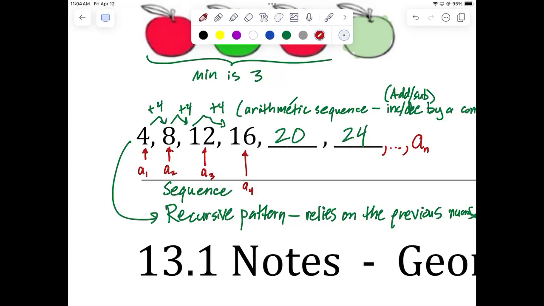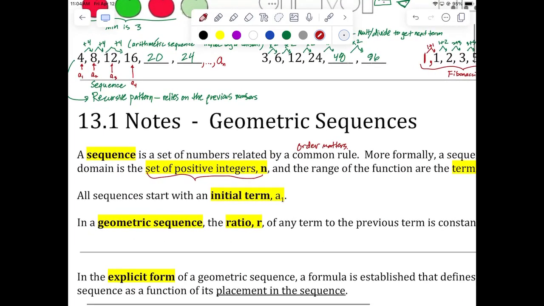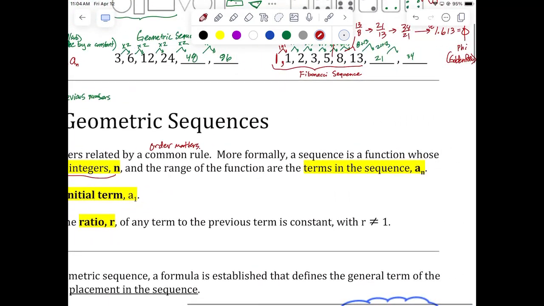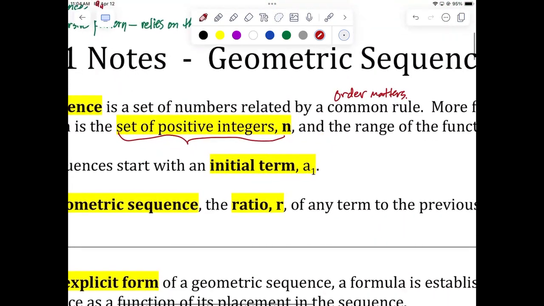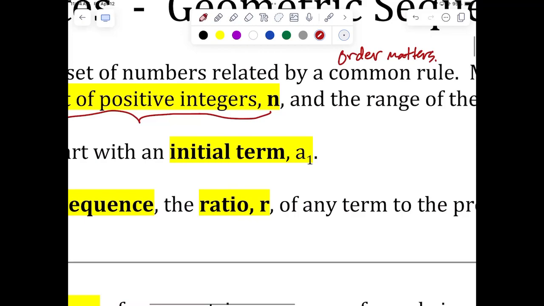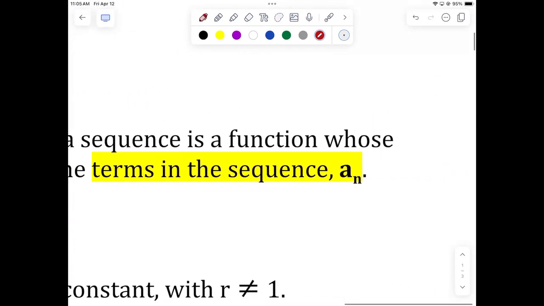So a sub 15 will be the 15th term in the sequence. A sub 100 will be the 100th term in the sequence. Okay? So the domain is the set of positive integers, and the range are the terms themselves, a sub n. All sequences start with what's called an initial term. Initial means beginning, right? So a sub 1, that's always the first term. And the nth term is a sub n. We call this the nth term.